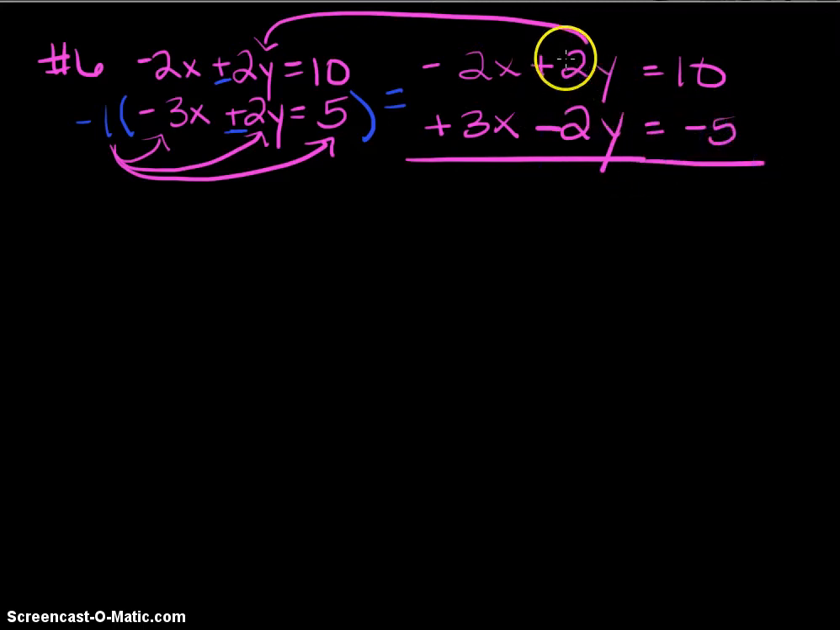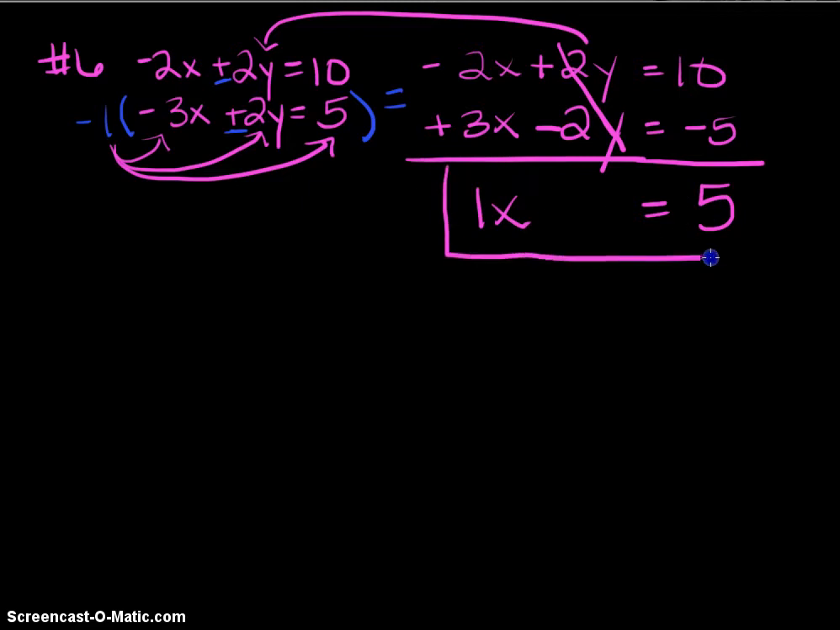Okay, so 2y minus 2y, here's my elimination. Negative 2x plus 3x is going to give me a positive x. And then 10 minus 5 gives me a 5. And my coefficient of x is 1, so I don't need to do anything else. I have found my first value of x. X equals 5. Am I done? The answer should be no, you are not done. We are not done here because we just found an answer for x.